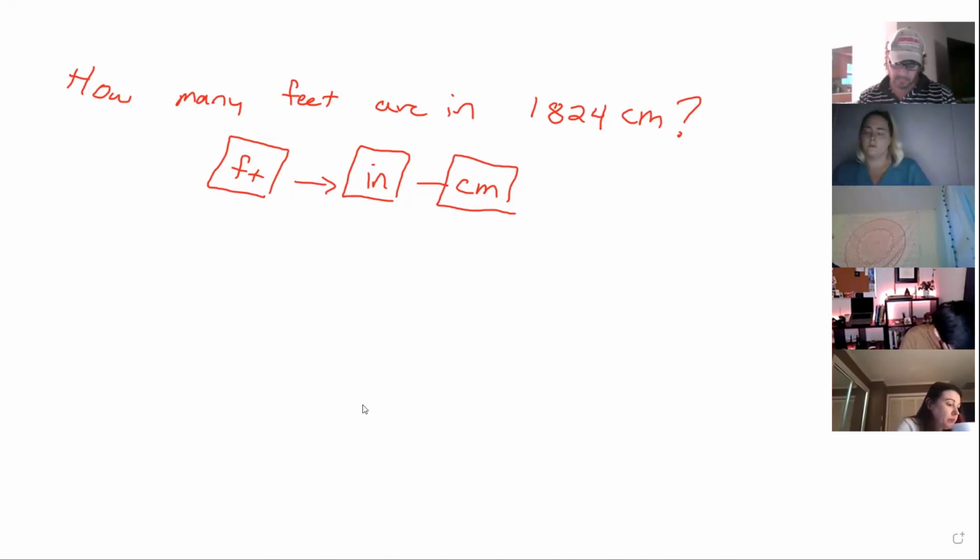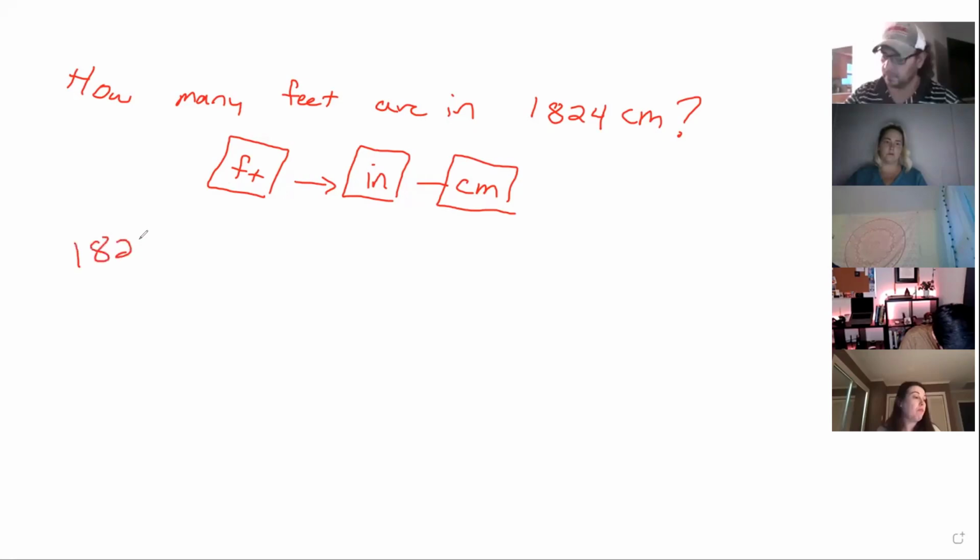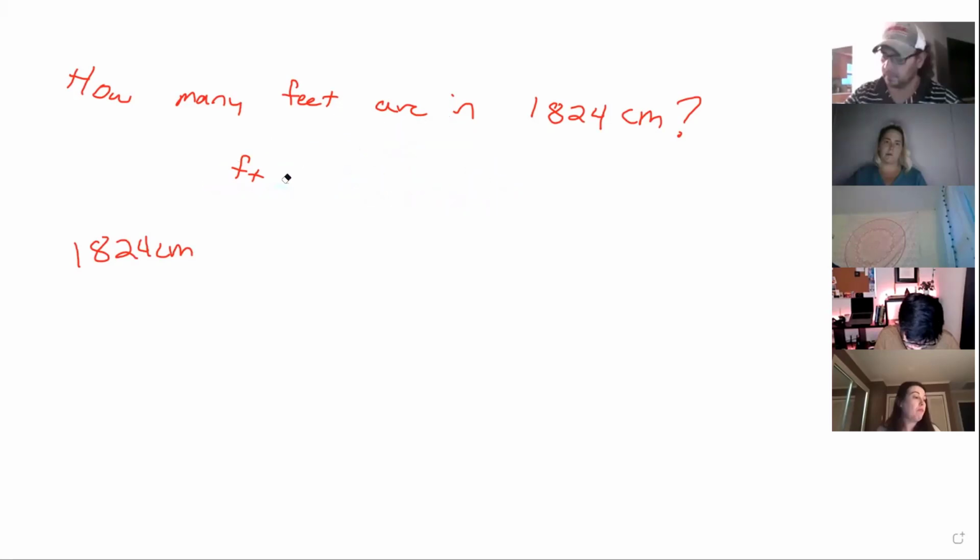Okay, so this 2-step problem, we can start with our given 1,824 centimeters. Actually, I wrote this backwards. We want to go centimeters to inches, inches to feet. This is the last problem we're going to do for today, just FYI. So centimeters to inches and then inches to feet.